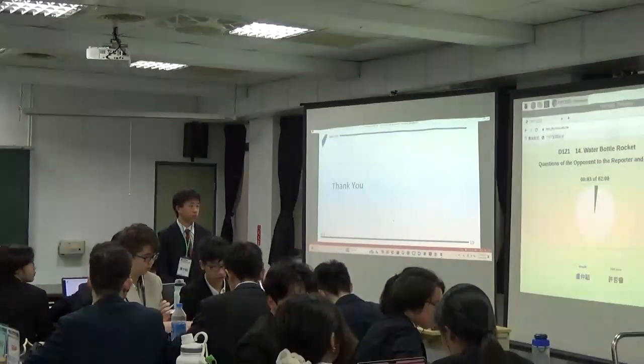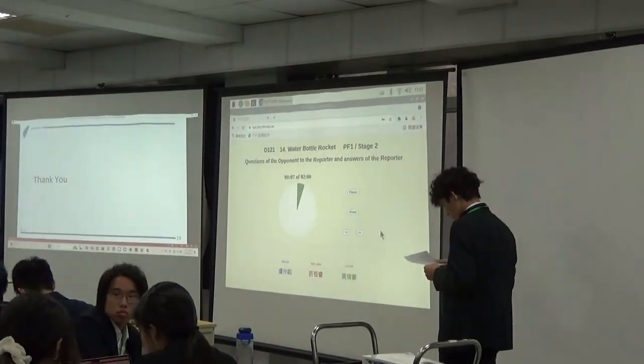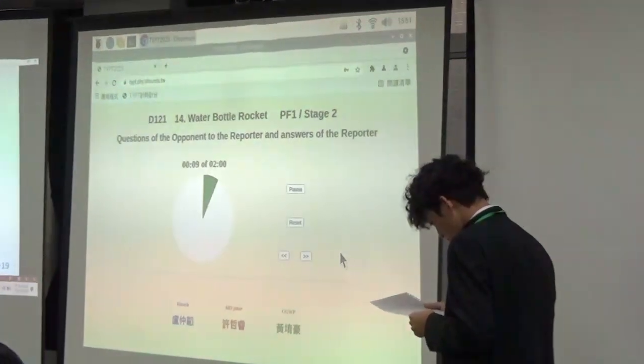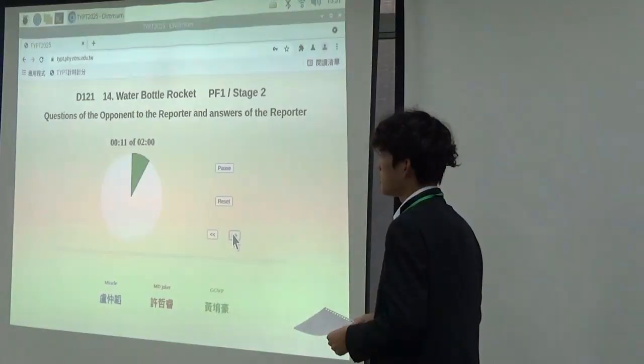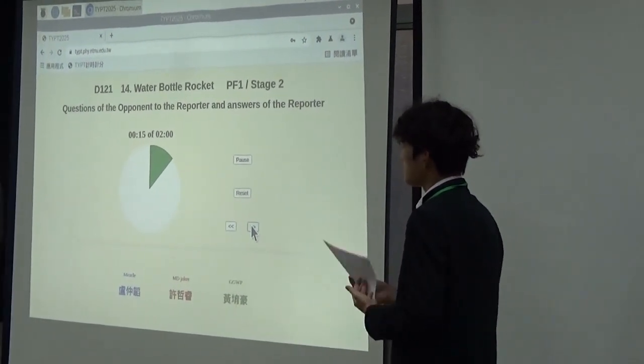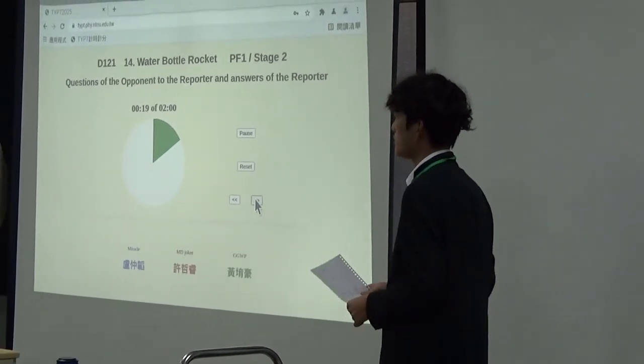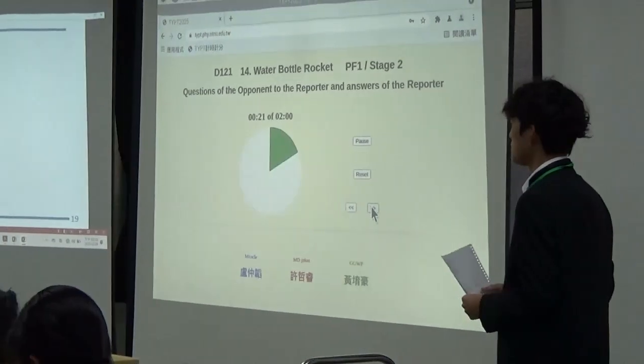Okay, so I have a few questions for you. So first, did you add an error bar in your experiment? No. What do you think is the main factor of the error in your experiment?